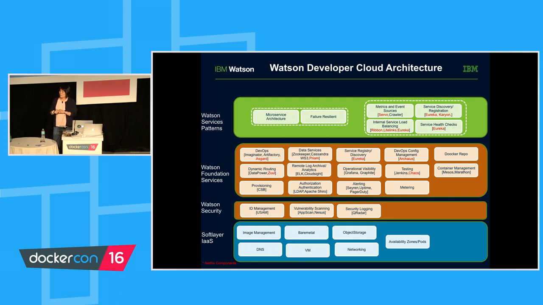From a security perspective, we use them for ID management, and we use AppScan to enable vulnerability scanning, and also use Curator for security logging. And then we have this full set of platform services for the DevOps process and also operation visibility. For example, for DevOps, we use Imaginator to build the image, and we are very consistent with how Docker is used. We build the image once and ship that everywhere, for all the cloud environments that we support.